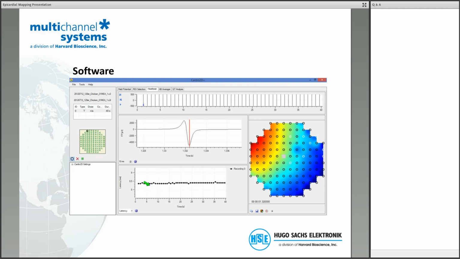Down here we have a plot where we can either display the latency between the earliest and the latest detection timestamp, or as we know the parameters of our array, you can also convert this directly into conduction velocity. And on this side you see now a false color plot. Red means early, blue means late. So you see very nicely the propagation of the signal over the array.